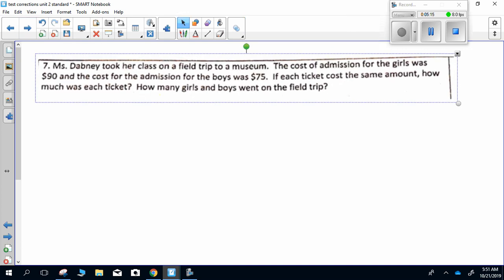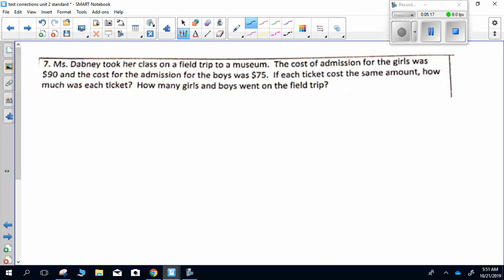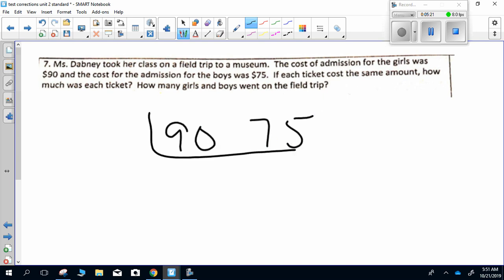This question we talked about in class is a GCF question. So I'm going to put 90 and 75 in my L. And because this one ends with a 5 and this one ends with 0 and 5, I'm going to divide by 5. 90 divided by 5 is 18. 70 divided by 5 is 15.